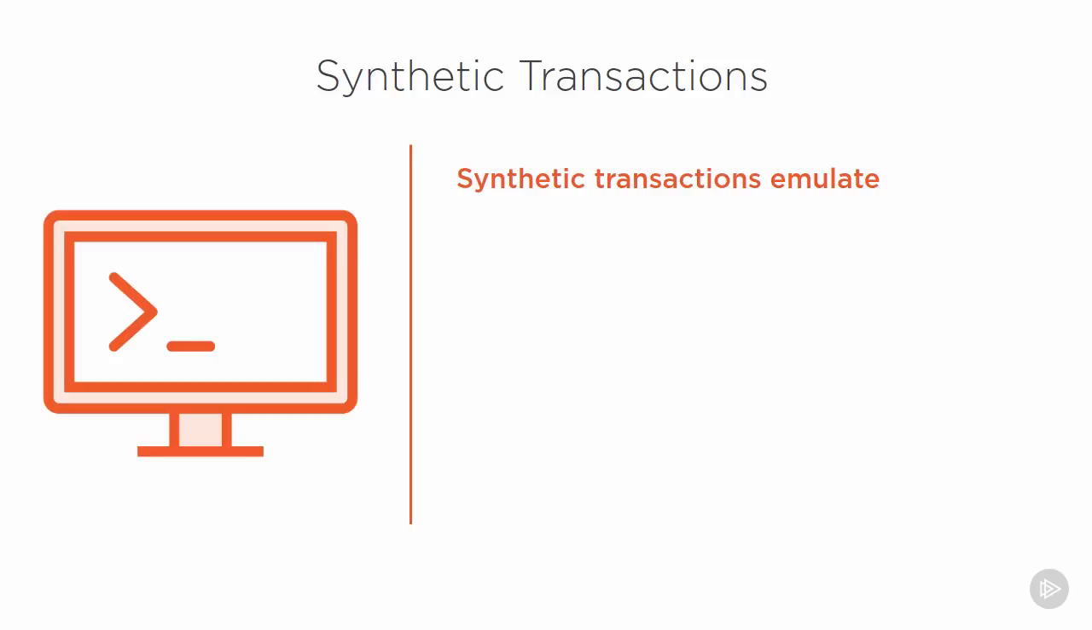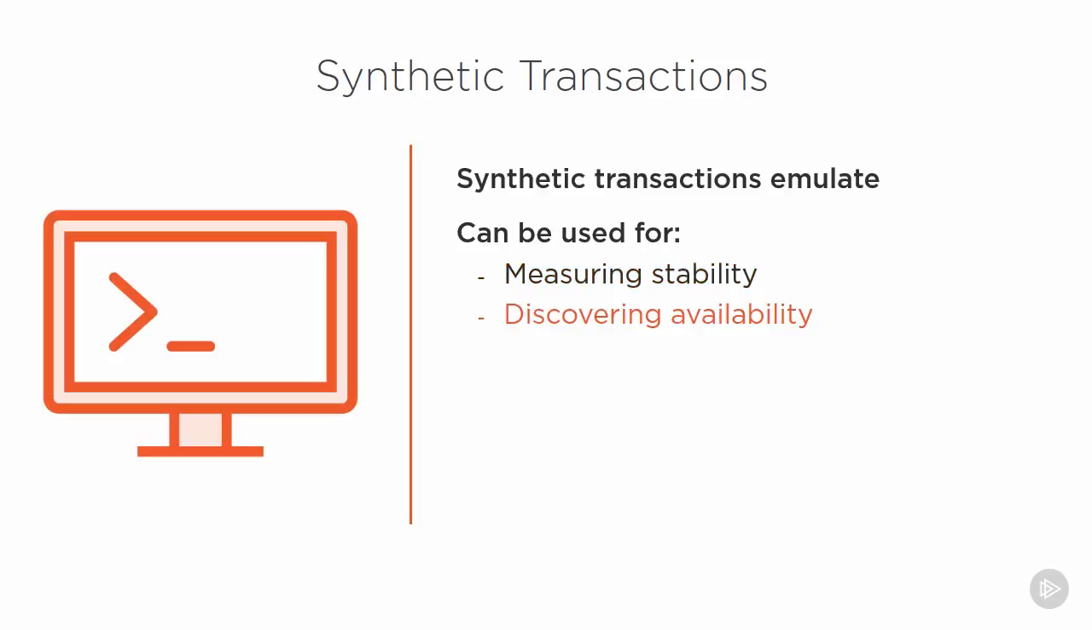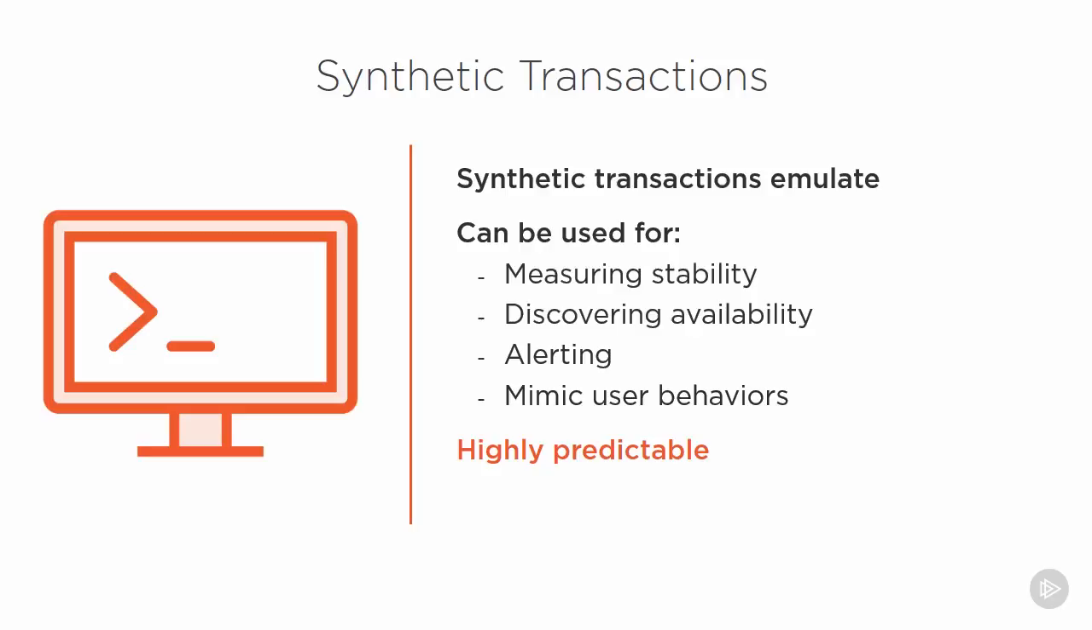a server is operational or if a certain process is working correctly can be automated. Synthetic transactions can also be used to measure the stability of a system or technological process or service. It can be used for discovering the availability status of systems or to provide alerting. And it can generally mimic the actions of a user. For example, filling out forms automatically may be part of a synthetic transaction. Generally speaking, a quality of synthetic transactions includes that they are highly predictable.